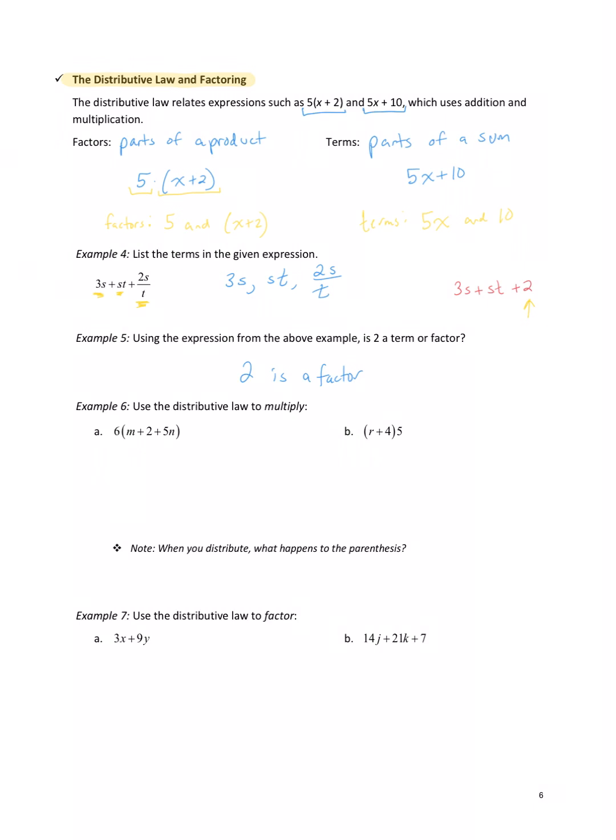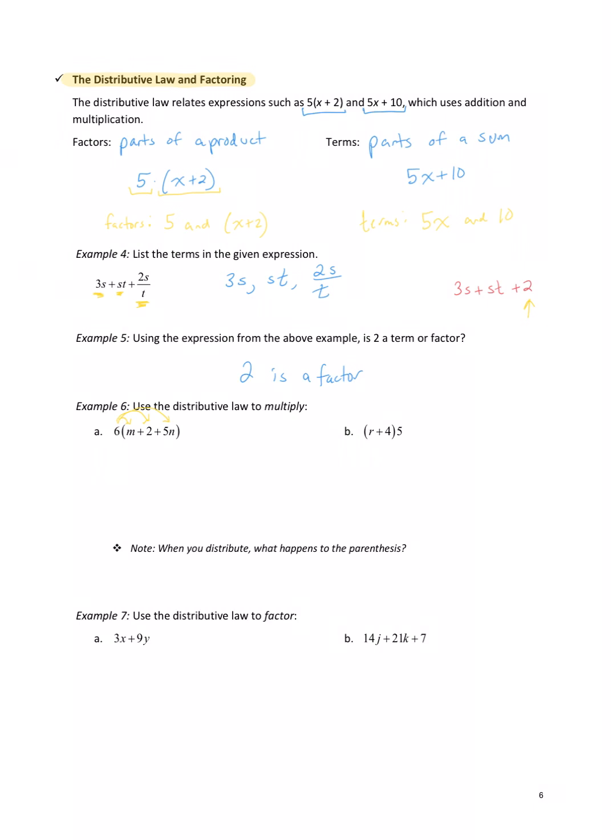So what we can do then in example 6 is we can use the distributive law to multiply. So we're going to take this expression written using factors and rewrite it as an expression using terms. The idea is we have to take this 6 to distribute it, and we have to multiply it by the m, we have to multiply it by the 2, and we have to multiply it by the 5n.